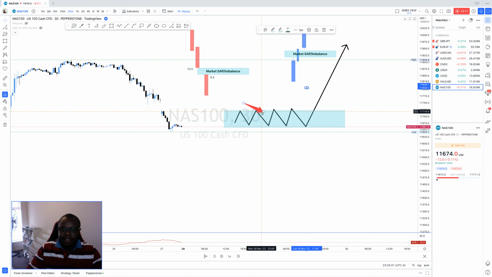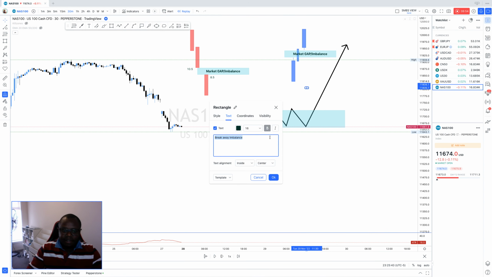Where is it? I thought I wrote it here. So where's the text? Put on top.